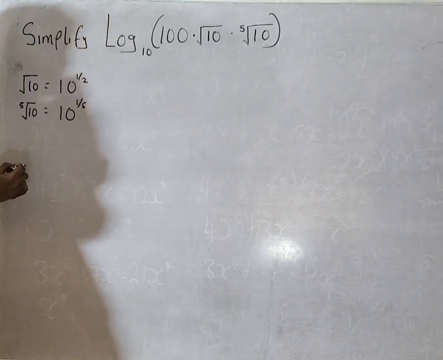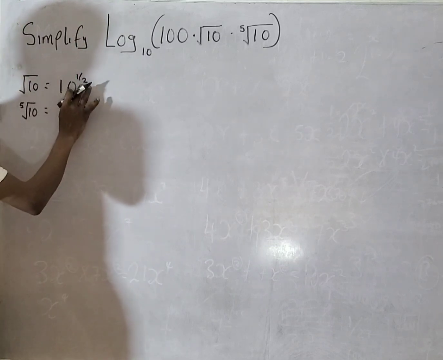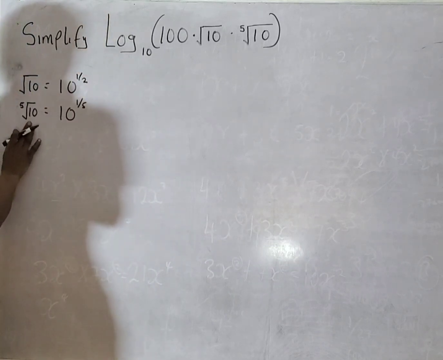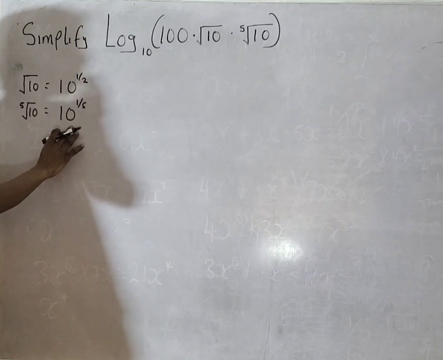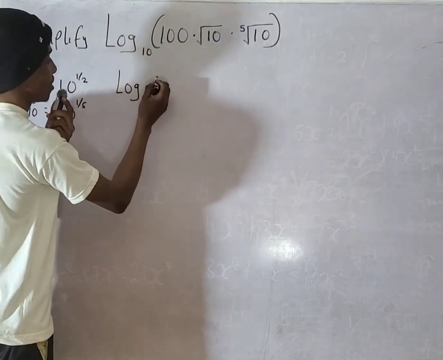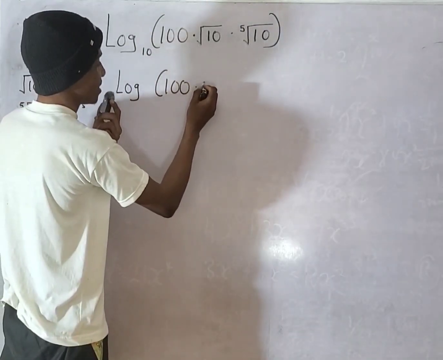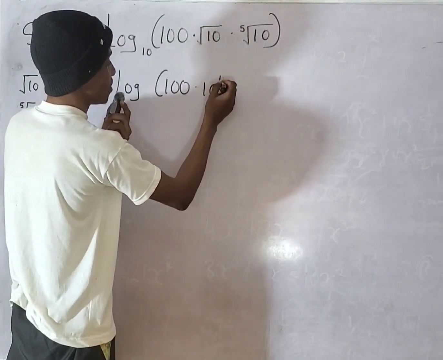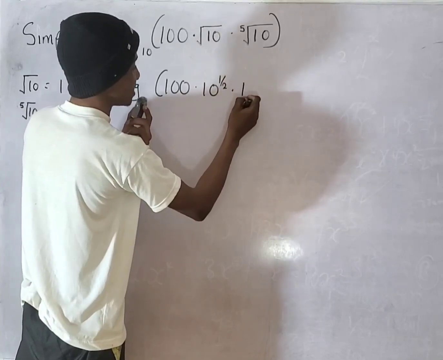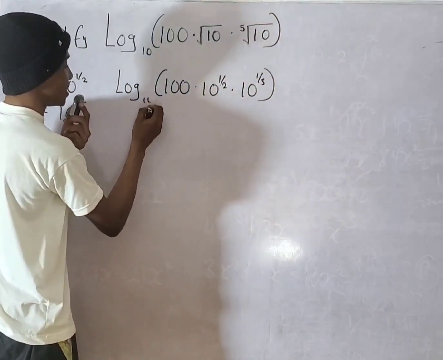Are you following? So therefore I'm going to replace root 10 as 10 raised to the power of 1 over 2, and also the fifth root of 10 as 10 raised to the power of 1 over 5. So the logarithm becomes log of 100 multiplied by 10 raised to the power of 1 over 2 multiplied by 10 raised to the power of 1 over 5, and the base is 10.